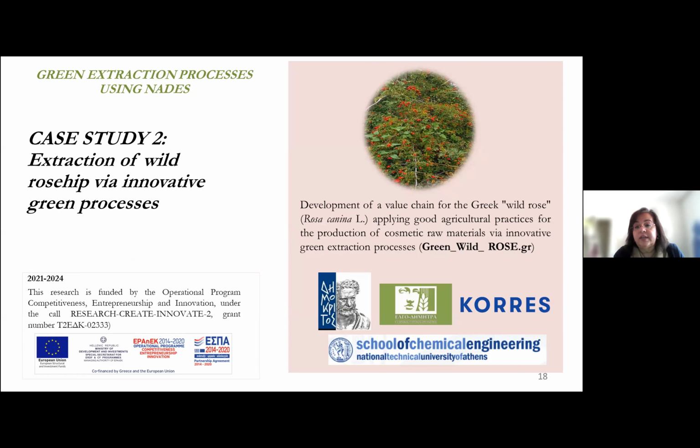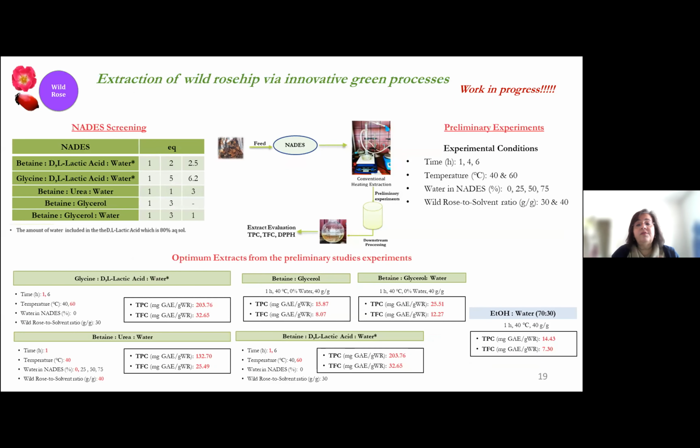material that we are working on is the extraction of wild rose hip. This is a very nice plant, and the rose hips are rich in ascorbic acid and valuable phenolic compounds, and the extracts are used for cosmetic formulations. So we set out to develop an innovative green process which comprises 2 parts. The first one is enzyme pre-treatment of the plant material, and then extraction with NADES.